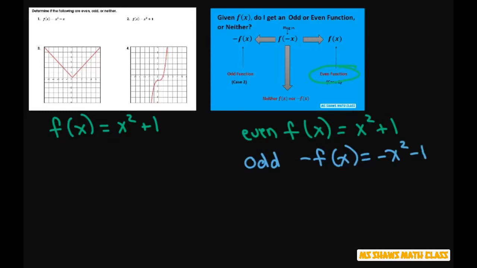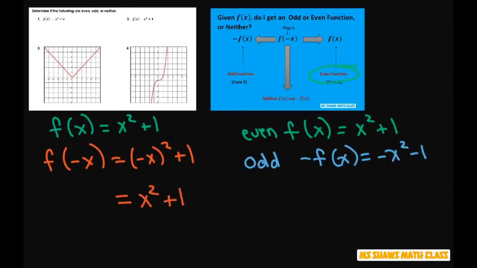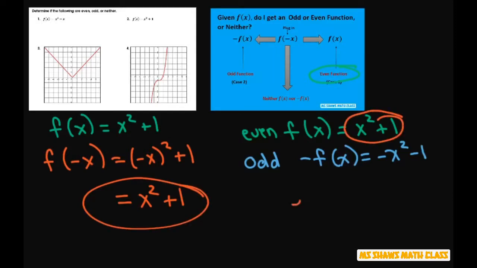All right. Now, let's test it. So f of negative x equals negative x squared plus 1. So simplifying this, we get x squared plus 1, which looks exactly like our original function. So that means it's even.